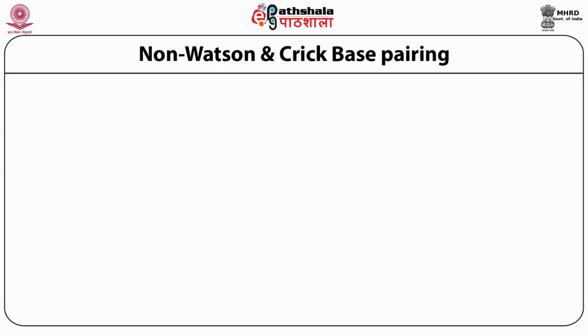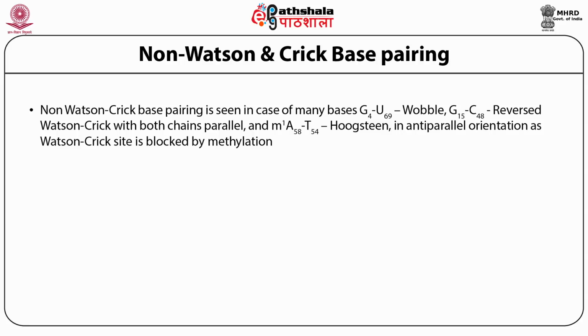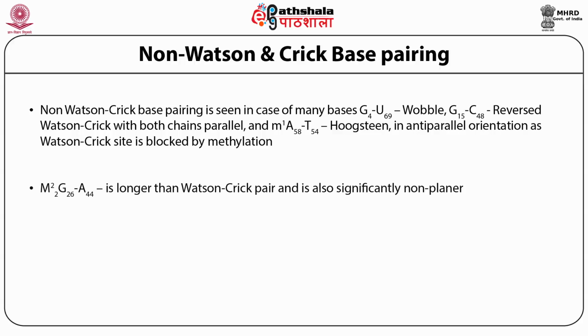Non-Watson-Crick base pairing. tRNA has a number of non-Watson-Crick base pairs. For example, G4 and U69 is a wobble base pair. G15 and C48 is reversed Watson-Crick with both chains parallel, and methyl-1 A58 and T54 is Hoogsteen in antiparallel orientation, as the Watson-Crick site is blocked by methylation. M2G26 and A44 is longer than a Watson-Crick base pair and is also significantly non-planar.